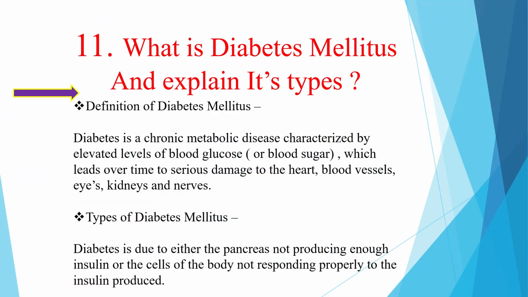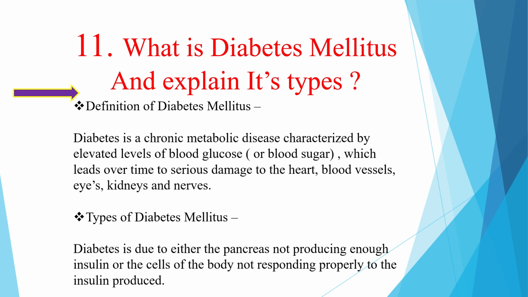Question number 11. What is diabetes mellitus and explain its types? Definition of diabetes mellitus. Diabetes is a chronic metabolic disease characterized by elevated levels of blood glucose or blood sugar, which leads over time to serious damage to the heart, blood vessels, eyes, kidneys and nerves.